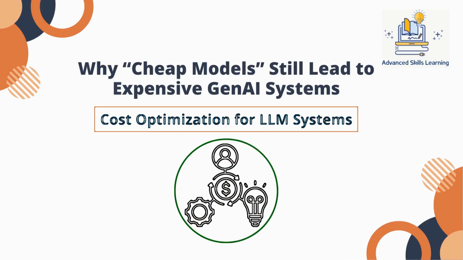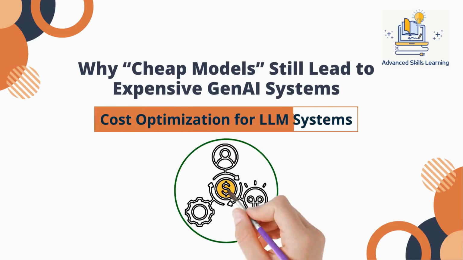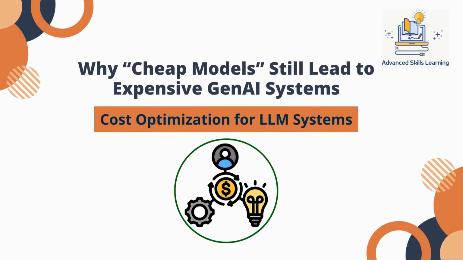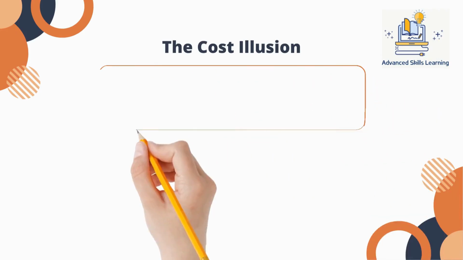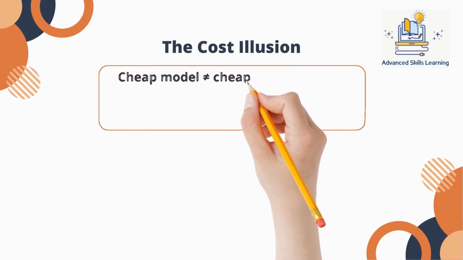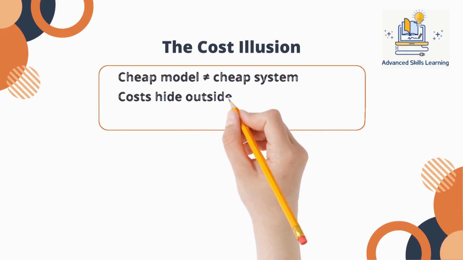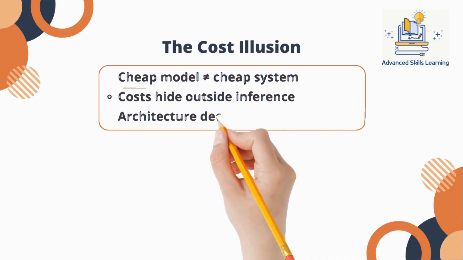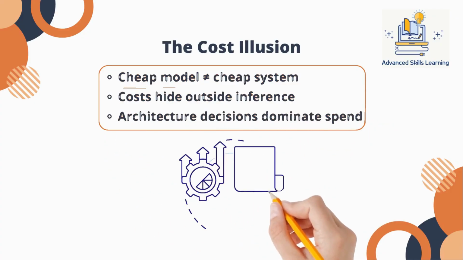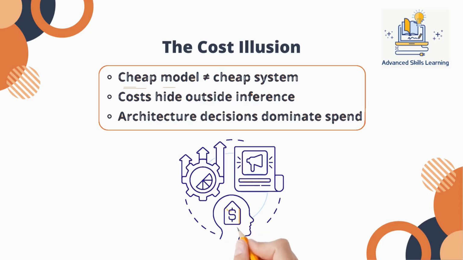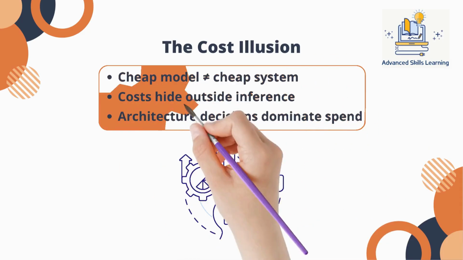Retrieval, prompt construction, re-ranking, retries, agent loops, and infrastructure overhead often cost more than the model itself. Many teams optimize model selection early, but leave the rest of the system unbounded. Over time, these hidden costs compound quietly until the monthly bill becomes impossible to explain. Cost optimization, therefore, is fundamentally a system design problem, not a pricing problem.